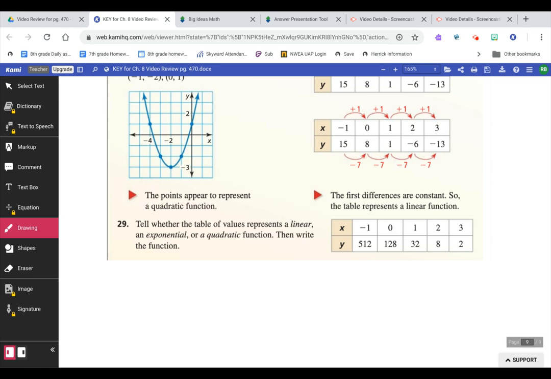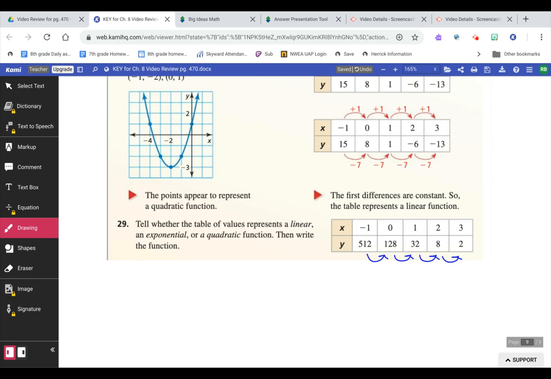29, we need to tell whether the table of values represents a linear, an exponential, or a quadratic function, and then we're going to write a function. So when I look at this table, I see that the values are going down. There is not a number that's being subtracted consistently.